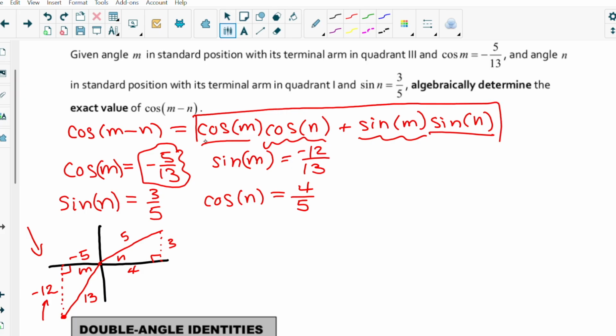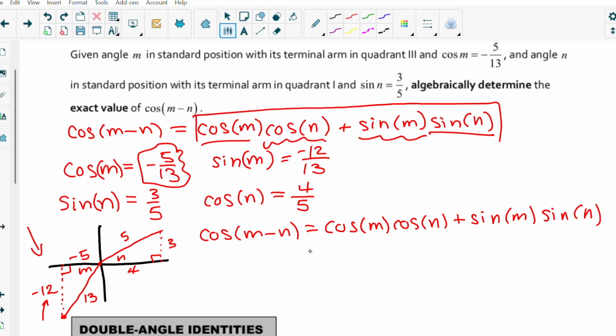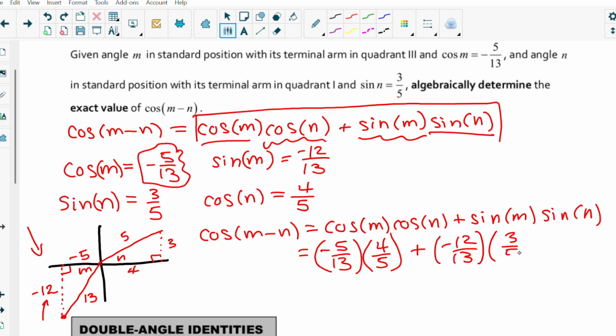Now I'm going to take this equation here and let's plug in all our values. So cosine of M minus N equals cosine of M times cosine of N plus sine of M times sine of N. Let's plug all these in. Cosine of M is -5/13. Cosine of N is 4/5. Plus sine of M is -12/13. And sine of N is 3/5. Okay, so let's just do a little bit of this arithmetic here. That's -20 over 13 times 5, which is 65.